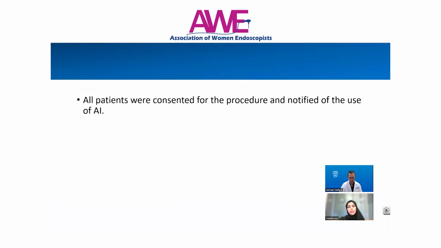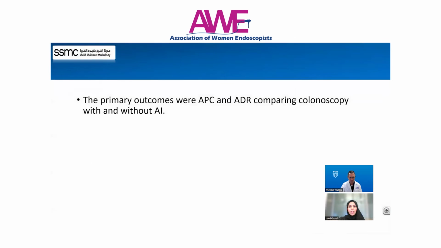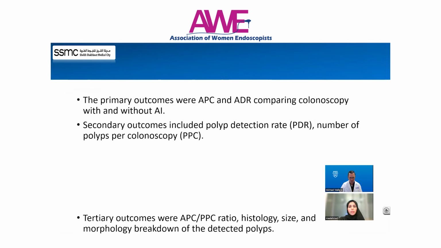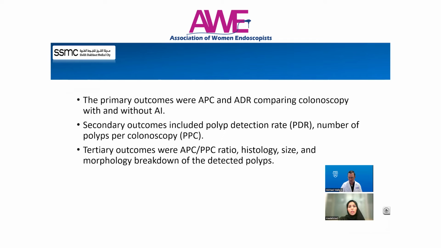All patients were consented for the procedure and notified of the use of AI. The primary outcomes were APC and ADR, comparing colonoscopy with and without AI. Secondary outcomes included polyp detection rate and number of polyps per colonoscopy. Tertiary outcomes were APC-PPC ratio, histology, size, and morphology breakdown of the detected polyps.